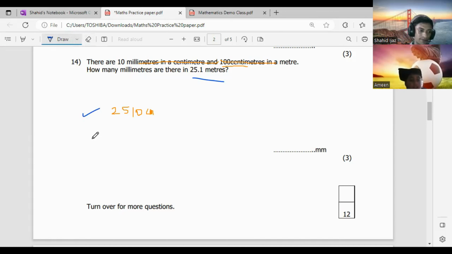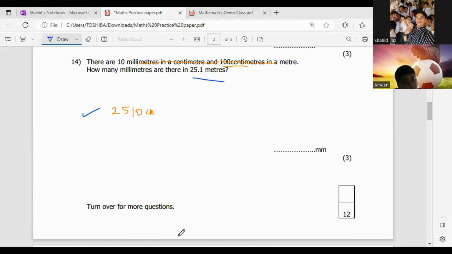And then there are 10 millimeters in a centimeter. So you do 2,510 times 10 millimeters equals 25,100. Can you see this? Millimeters. Yes, now I can see. That is the answer. This would be our answer.